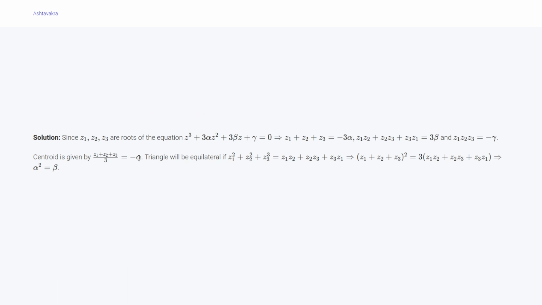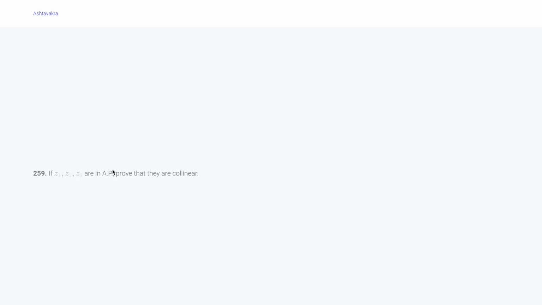This will be minus alpha because Z1 plus Z2 plus Z3 is equal to minus 3 alpha, divided by 3 is minus alpha. Now the triangle will be equilateral if Z1 square plus Z2 square plus Z3 square is equal to Z1 Z2 plus Z2 Z3 plus Z3 Z1. So we can say that (Z1 plus Z2 plus Z3) whole square is equal to 3 times (Z1 Z2 plus Z2 Z3 plus Z3 Z1). Now this is nothing but 9 alpha square, and this is nothing but 9 beta. So 9 will get cancelled and alpha square is equal to beta.